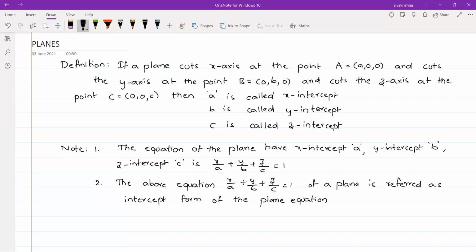Suppose in problems you want to find the equation of the plane in intercept form, that equation should be of the form x by a plus y by b plus z by c is equal to 1. So a, b, c are called the x-intercept, y-intercept and z-intercept respectively. Whereas the general equation of the plane is ax plus by plus cz plus d is equal to 0. So we call that the general equation of the plane, whereas x by a plus y by b plus z by c is equal to 1 represents the equation of the plane in intercept form.